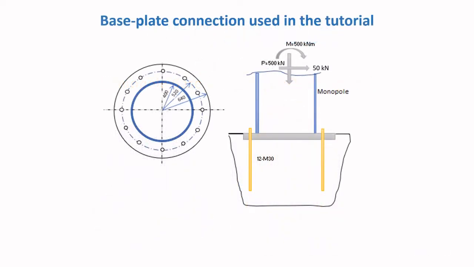The loads and geometry of the base plate used for the monopole are shown here. The code checks cover the various components such as the base plate, anchor bolts, and concrete. So let us start Idea Statica tutorial number 17. Please note that the links for other tutorials are already provided under the video description.